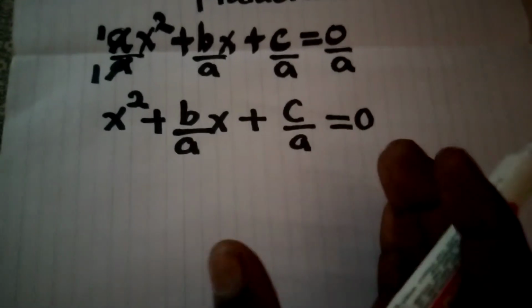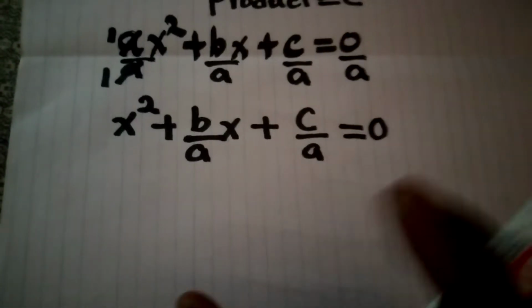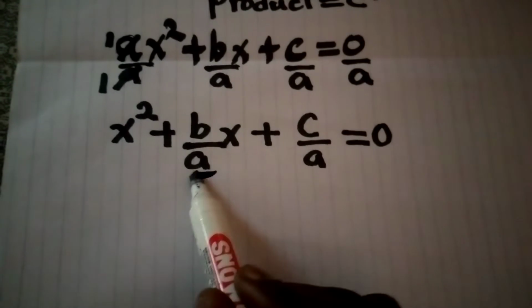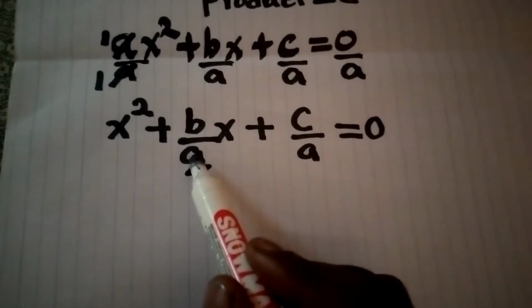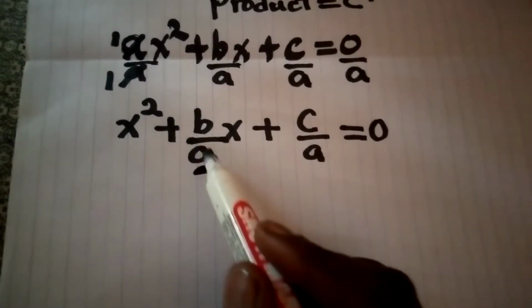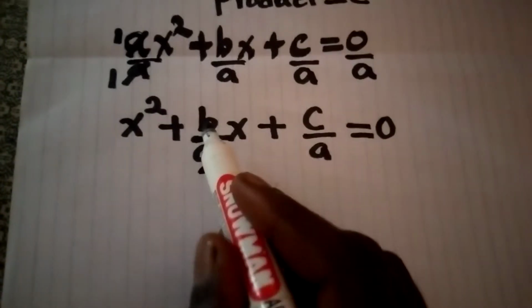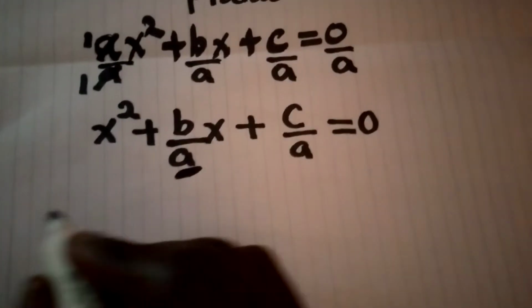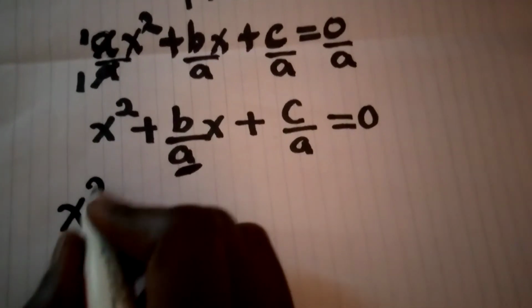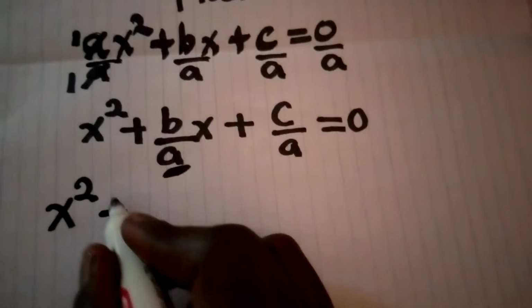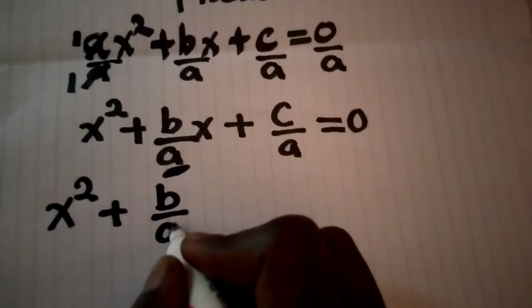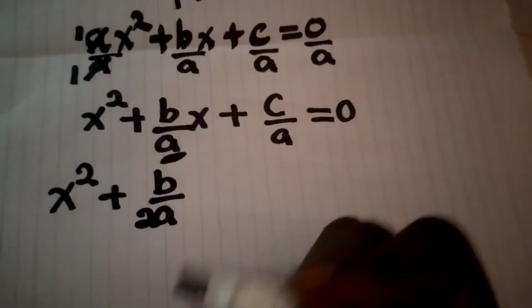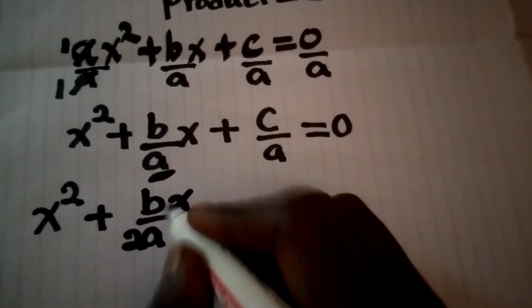So now when we are solving this kind of equation, we have to first of all split up our sum. So the sum is b out of a, and we have to divide b out of a by 2. So we have to get the half of b out of a. So when we get a half of b out of a, we shall have our equation x squared, plus b out of a divided by 2, so this one will be x.